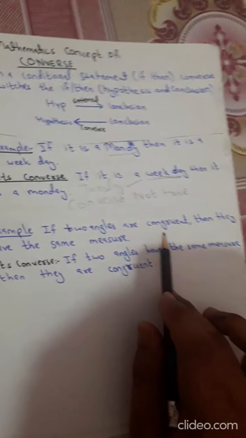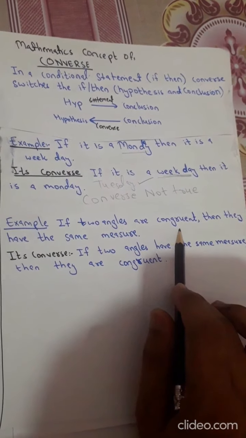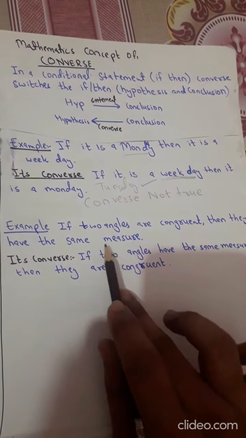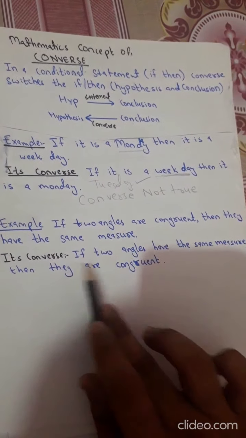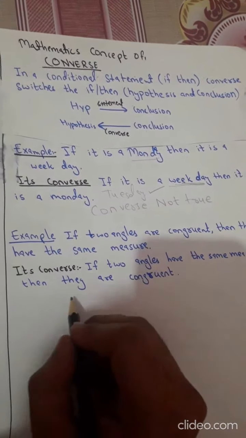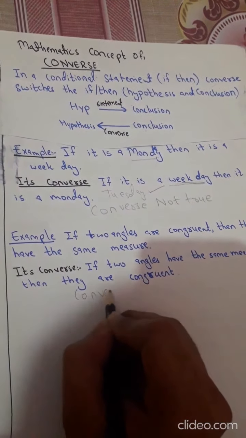If two angles are congruent, then they have the same measurement. Or its converse is, if two angles have the same measure, then they are congruent. So its converse is true.